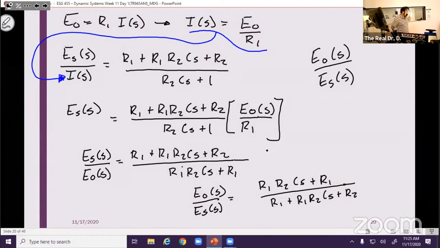Notice it's first order. Right? It's first order, which should hopefully make sense because we only have one capacitor in this entire system, right? If we wanted the differential equation for this of E out to E in, we would cross multiply and then take the inverse Laplace of these terms.